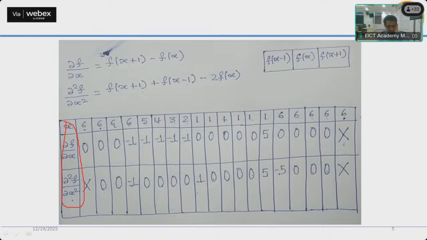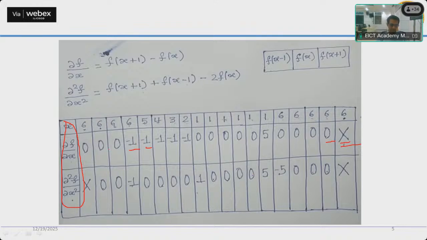But here 5 minus 6. Remember this value, which value is coming? 5 minus 6 is minus 1. 4 minus 5 is minus 1. Here 6 minus 6 is 0. Here no more value is there, so that's why it is crossed.